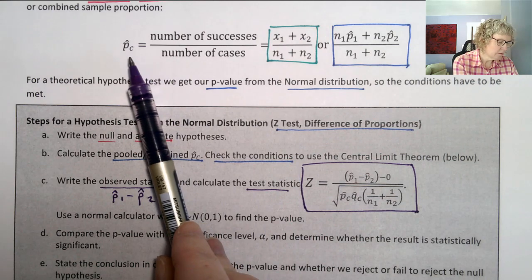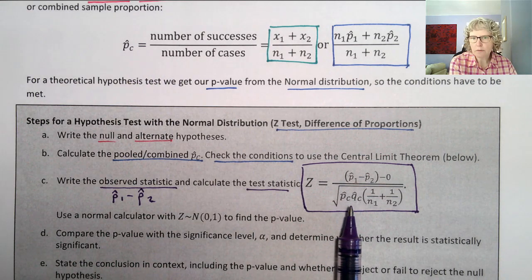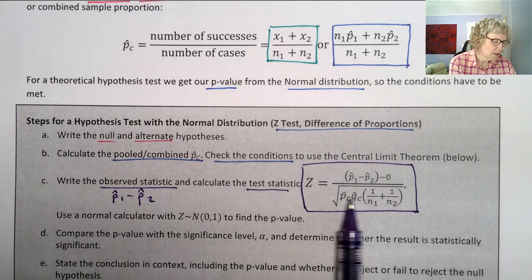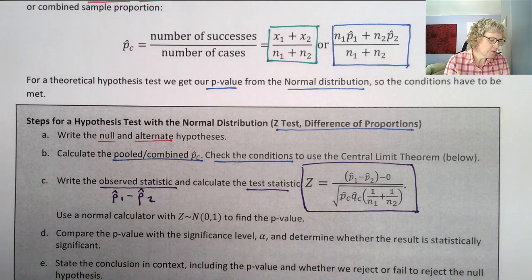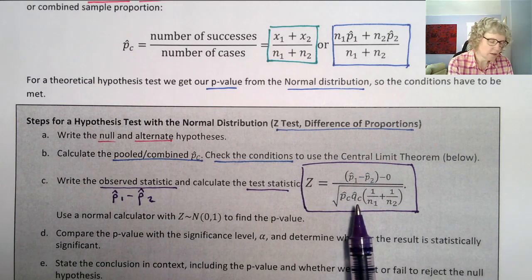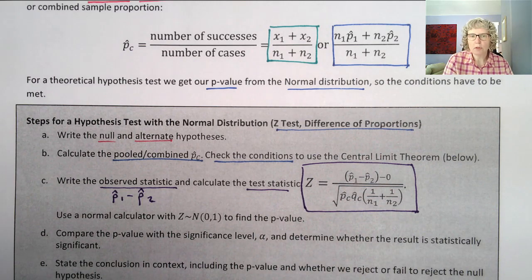Okay, so it looks a little different than we used for our confidence interval because we're not using the standard error for groups 1 and 2. We're using it based on this pooled P hat C. Okay, so square root of P hat C Q hat C times parentheses 1 over n1 plus 1 over n2.